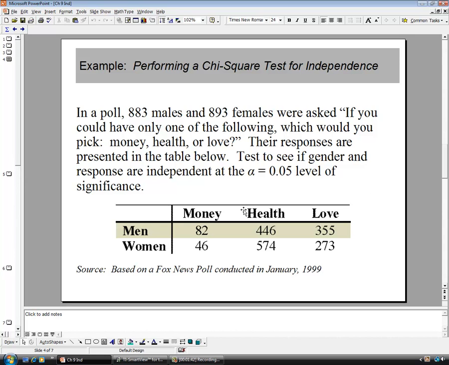So here we have two different factors. One factor is gender, my row factor, men and women. And the column factor would be, if you could have only one of the following, which would you pick: money, health, or love? So this is the response given by each of our men and each of our women. So at a 0.05 level of significance, we're going to try to test to see if gender and their response are independent of each other. So basically, if men feel about the same way as women do, or if they don't.